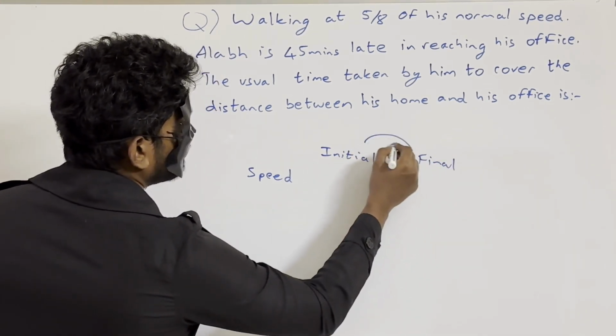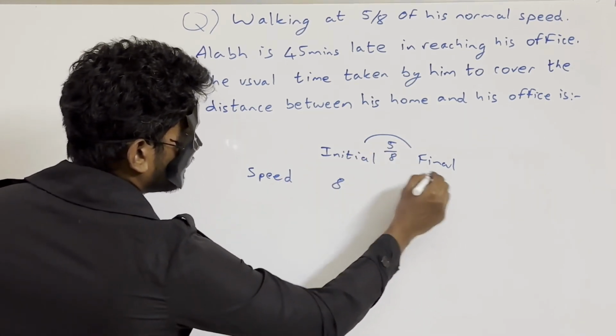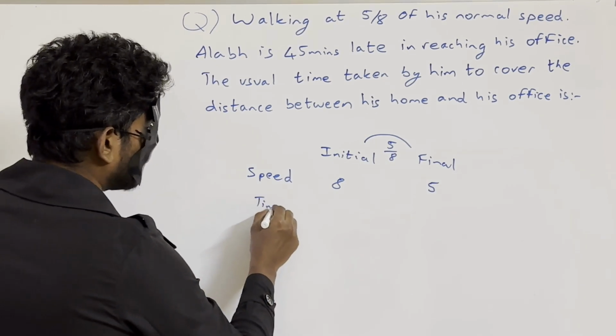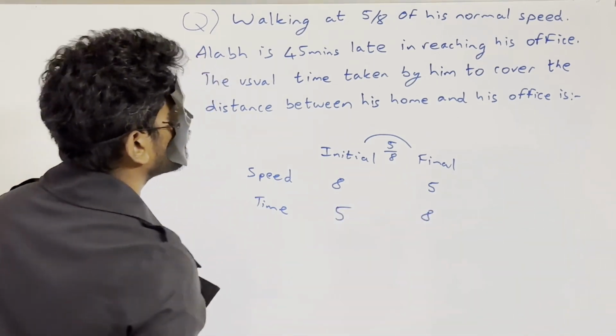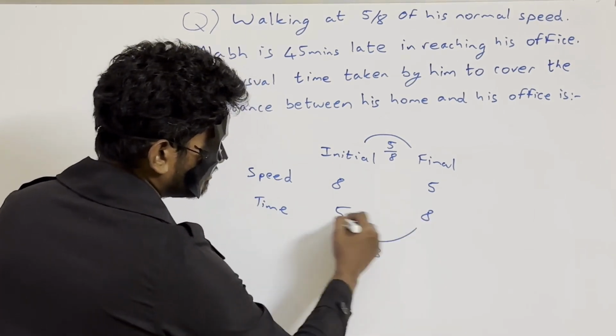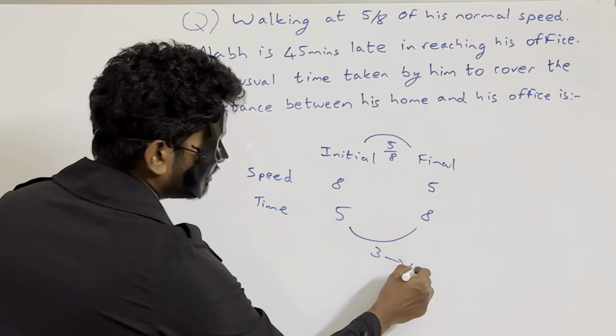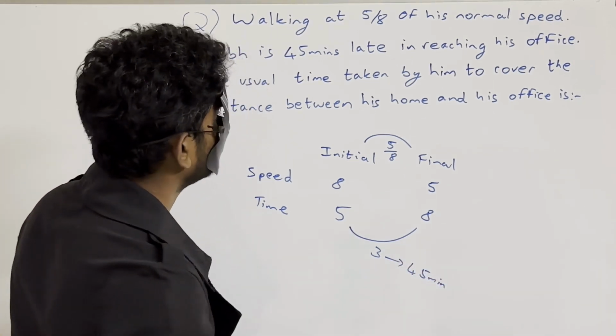So this is nothing but 5/8, right, fraction. So initially if we take it to be 8 and final it will be 5. So time will be inverse since distance is fixed. So 5 will become 8 and he is 45 minutes late. So this 3 difference is nothing but 8 minus 5, 3 is equivalent to 45 minutes. So 1 is equivalent to 15 minutes.